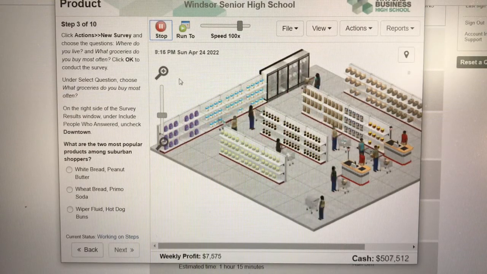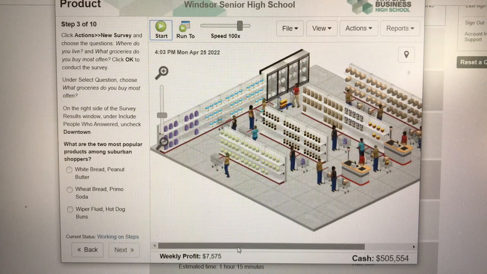Okay. Oh, look at that. Quite a bit. That's a huge jump. So apparently they like a lot of salsa. It is April. It's close to Cinco de Mayo, so maybe people are buying up the salsa due to that. That's something you've got to look at too as well. So weekly profit is $7,575.